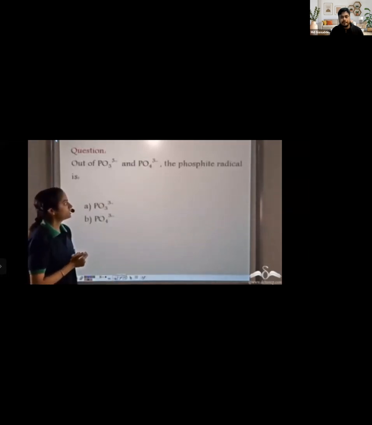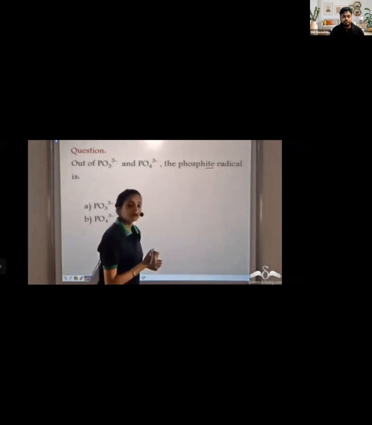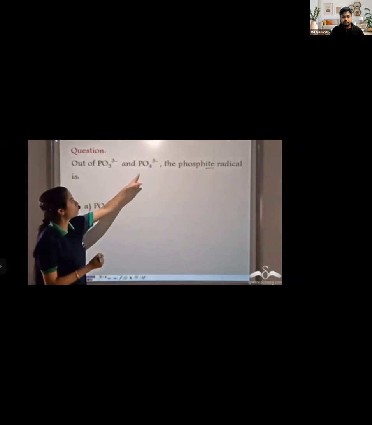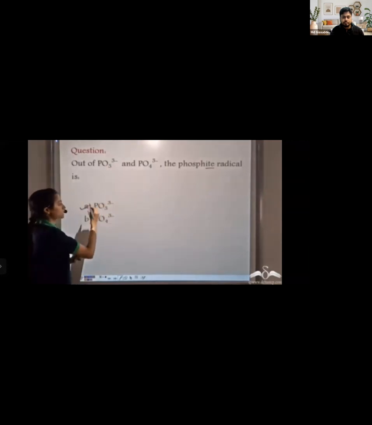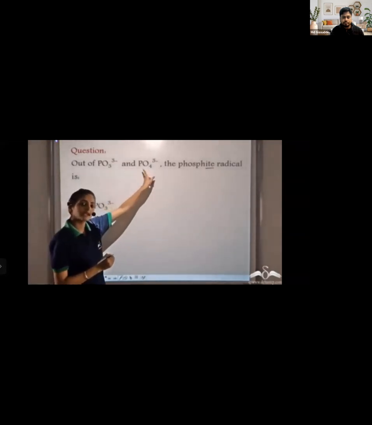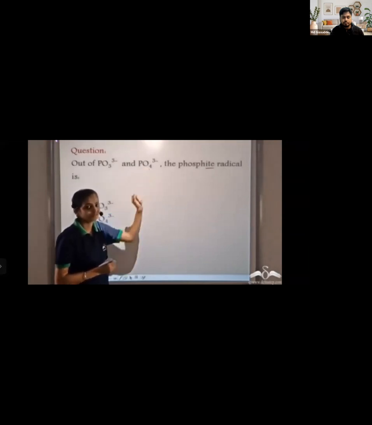Out of PO3 3 minus and PO4 3 minus, which of the two do you think is the phosphite radical? We know that the suffix "ite" is given to the radical with a lesser number of oxygen atoms, and out of these two, this radical has a lesser number of oxygen atoms. So this is the phosphite radical. So what should be the name of this radical? This has a greater number of oxygen atoms, and therefore this should be the phosphate radical.